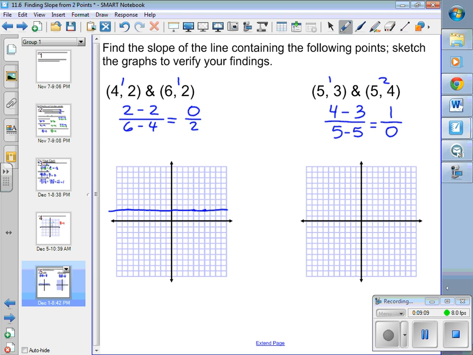1, 2, 3, 4, 5, 3. Here's 5, 3, and 5, 4. As you can see, it's going to go straight up and down. When we have straight up and down, we call this no slope. When we have a 0 denominator, it's defined as no slope when it's a straight up and down line.